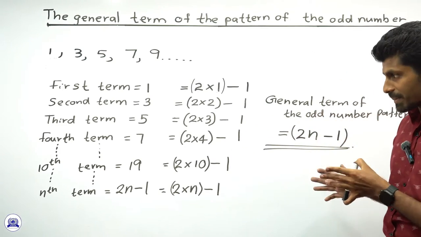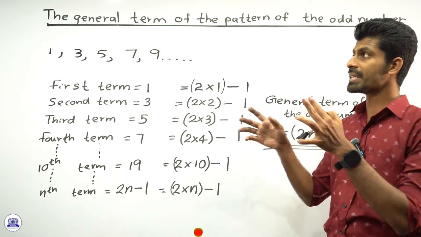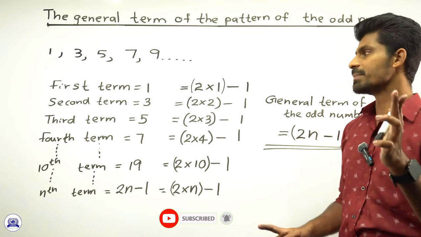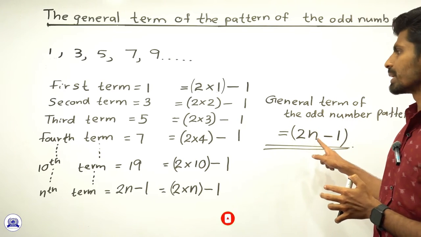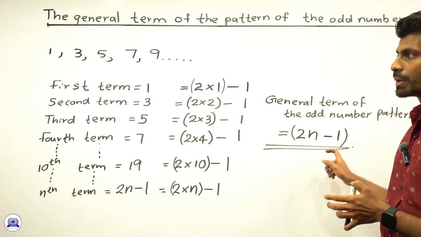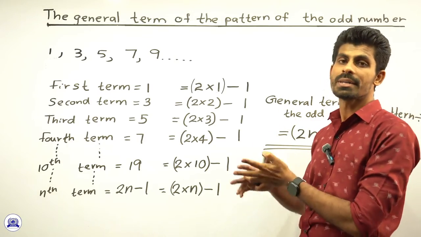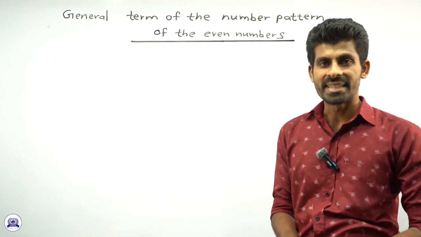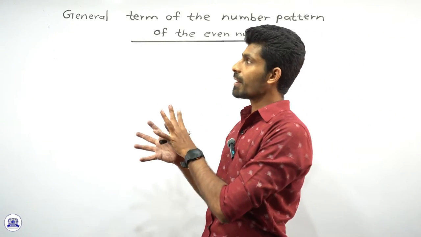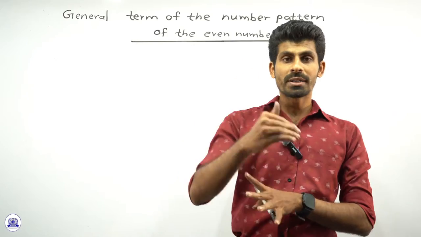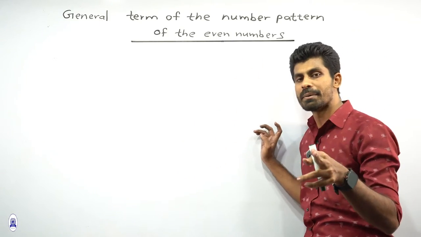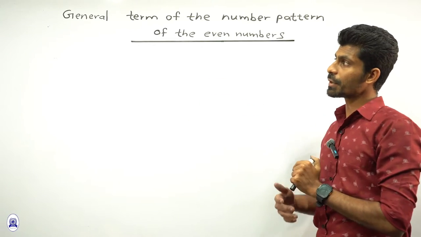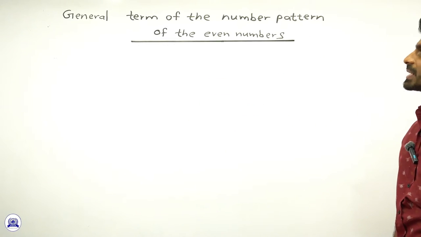So this is the method, but you need to keep that in your mind. What is the general term of the pattern of the odd numbers? 2n minus 1. Just quickly note it down. So this is the first one. We just found out the general term of the odd numbers: 2n minus 1.